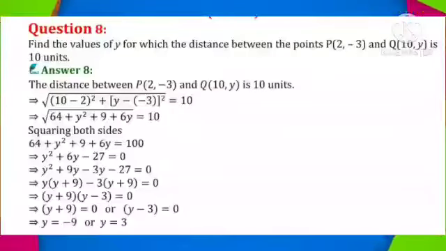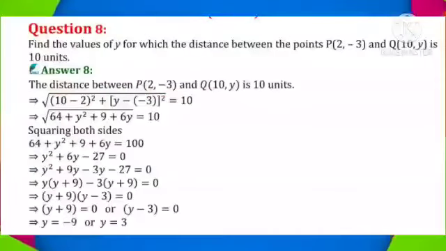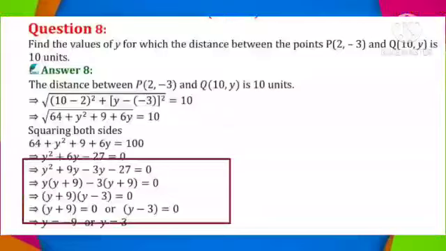Dear students, focus on the screen and you will find that by using distance formula, the expression gets converted into a quadratic equation, that is y squared plus 6y minus 27 equal to 0. On solving this equation by splitting the middle term, as you know very well, we get two values of y, that is -9 and 3. So we can say that the value of y could be -9 or 3.